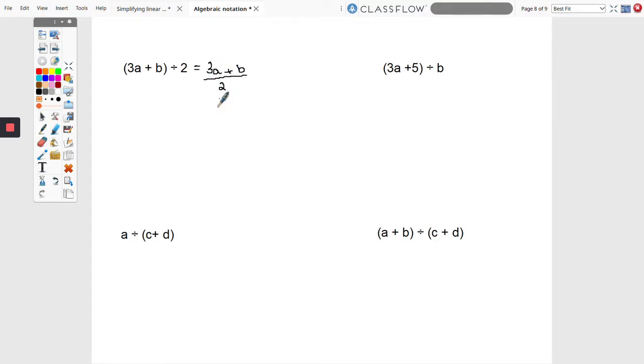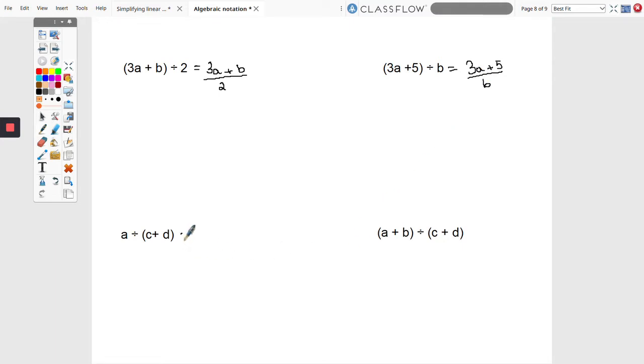And if you see something like this, it's important to work out whatever's on the top and whatever's on the bottom before you do any dividing. So you have to imagine that there are brackets there, even though we don't write them in. So I'm going to do the same here. So I'm going to have 3A add 5 on the top, and I'm going to have B on the bottom. And again, if I had a value for A and a value for B, I'd work out what the top was worth, and I'd work out what the bottom was worth, and then I'd divide the top by the bottom.